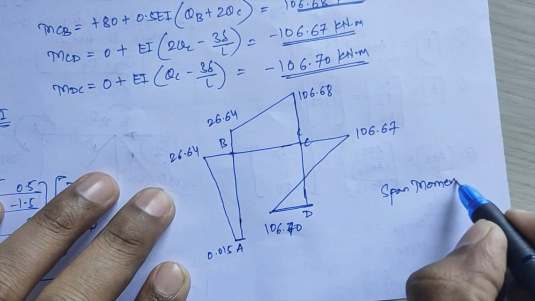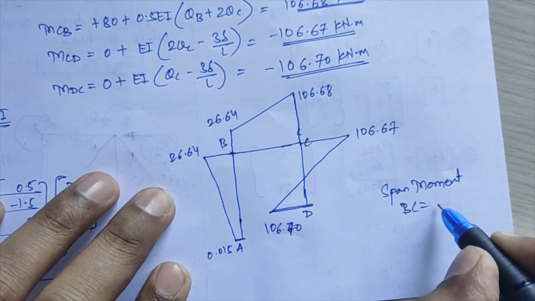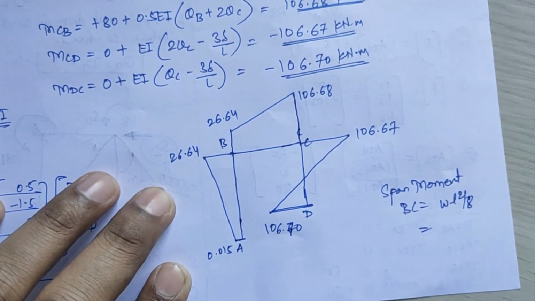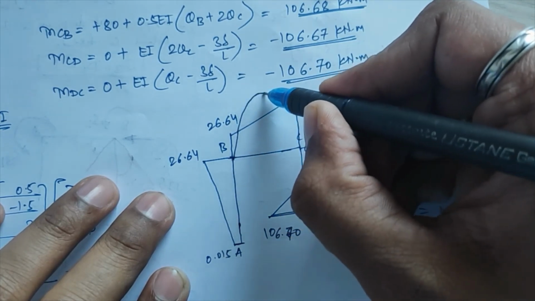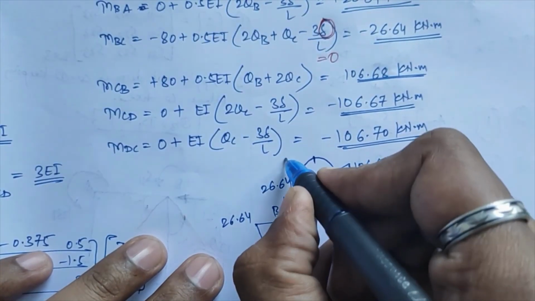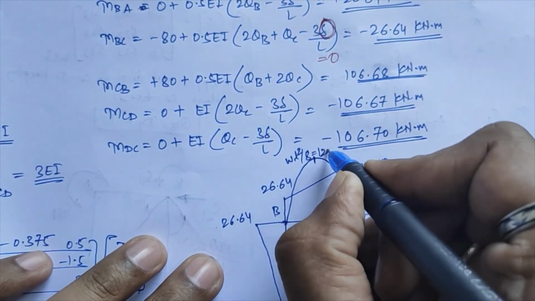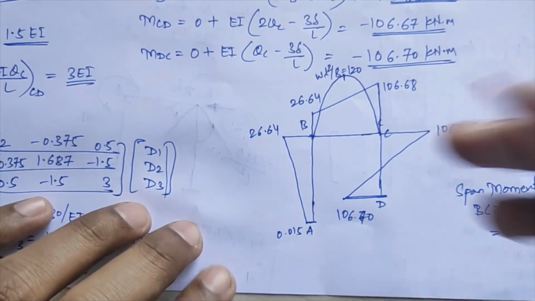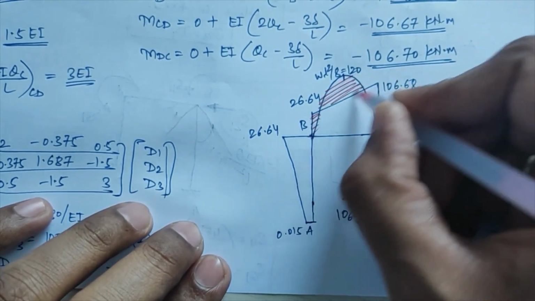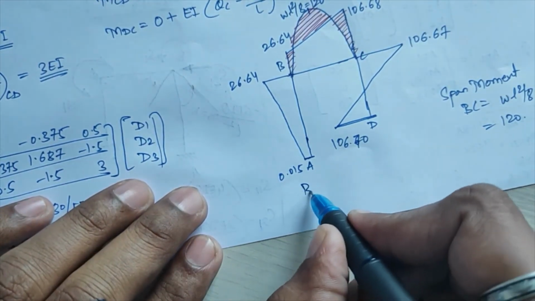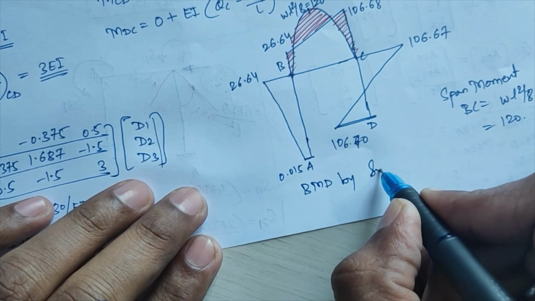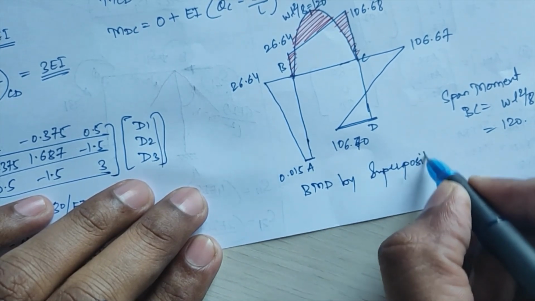Now we will calculate the span moment. Only one span has loading, that is BC, which is a UDL, so it will be WL square by 8. If you substitute W, that is 60 into 4 square divided by 8, I am getting 120, and that will follow a parabolic path. So this WL square by 8 is equal to 120, and you just have to shade this superimposed part here. This gives me the BMD by superposition.